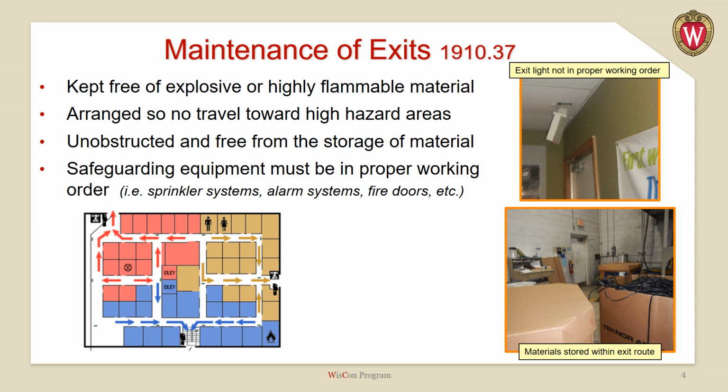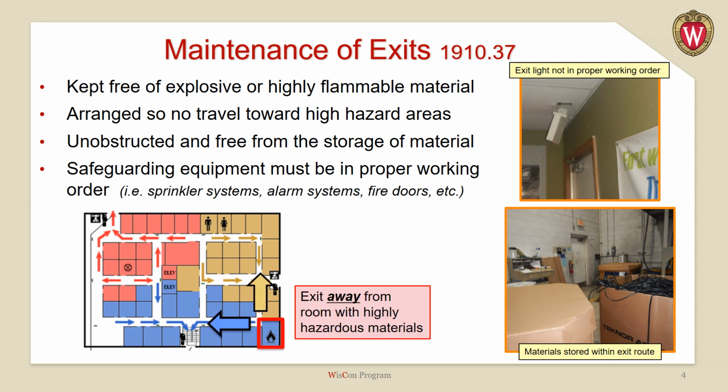Maintenance requirements for exit routes are listed in 1910.37. These include keeping routes free of explosive or highly flammable furnishings or other decorations. Exit routes should be arranged so that employees will not have to travel towards a high-hazard area unless the path is effectively shielded. Routes must be free and unobstructed. No materials or equipment may be placed either permanently or temporarily within the exit route.